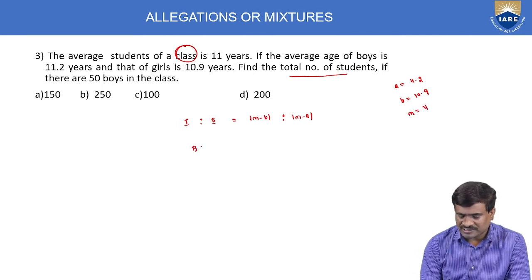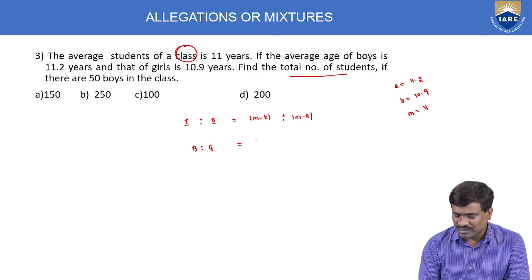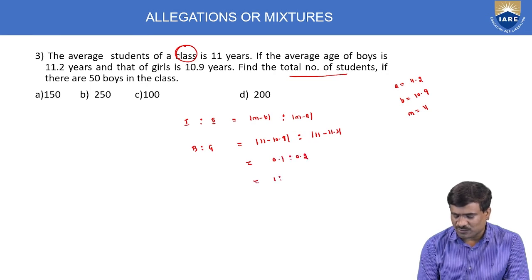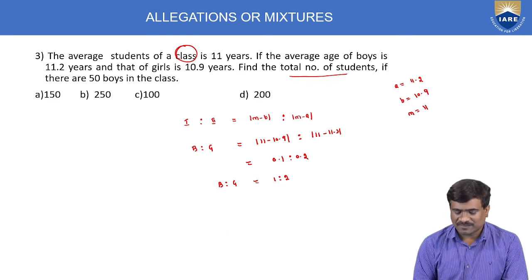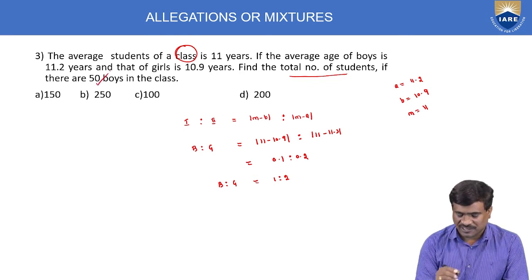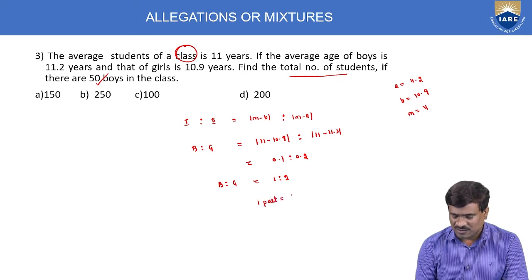Then the ratio of boys to girls is equal to 11 minus 10.9 is to 11 minus 11.2. The ratio 0.1 is to 0.2 is equal to 1 is to 2. Therefore, boys is to girls is equal to 1 is to 2. Next statement: the total number of boys is 50. Using the ratio, boys is 1 part, so 1 part is equal to 50. Find the total number of students.